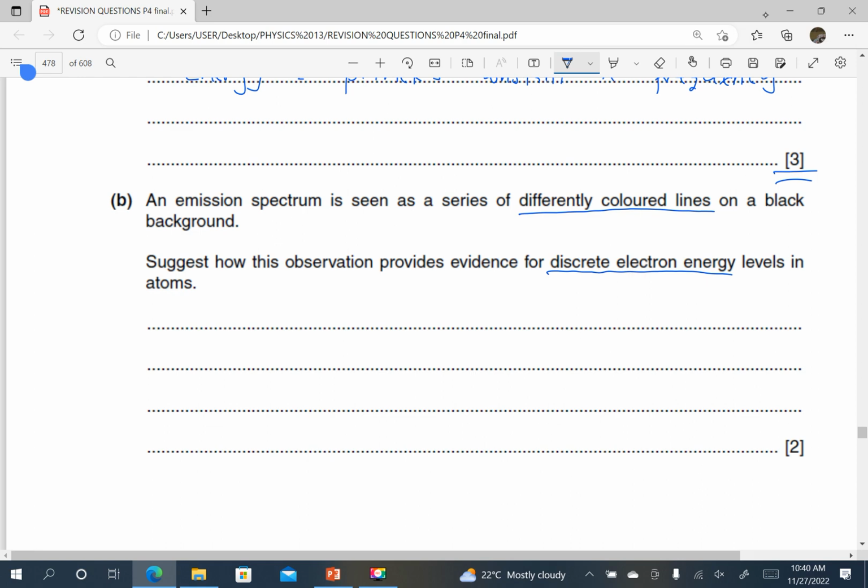So each colored line corresponds to one wavelength. And when I talk about one wavelength, I'm referring to one frequency. Each colored line corresponds to one wavelength or one frequency. Remember, energy is equal to Planck's constant times frequency.